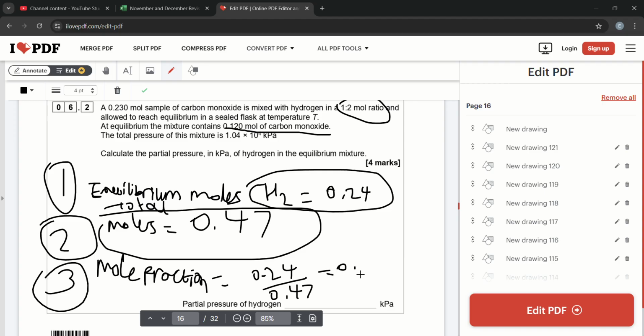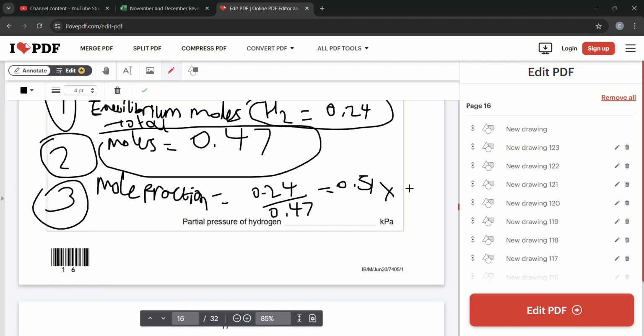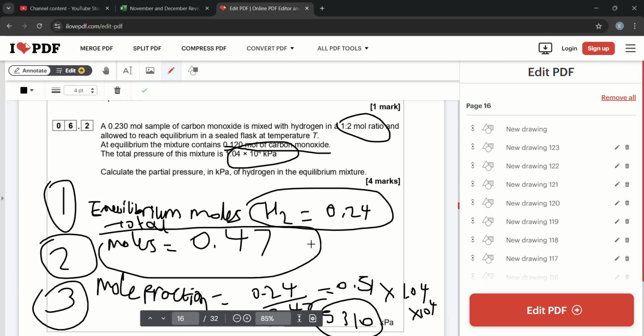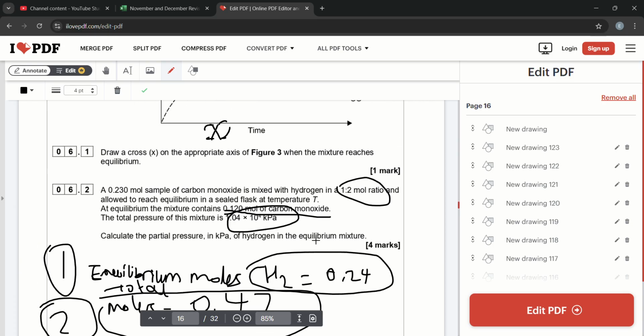That's 0.51, and therefore to find the partial pressure, we take 0.24 over 0.47 times by the total pressure, 1.04 times 10 to the power of 4, and we'll get 5,310 kilopascals rounded.